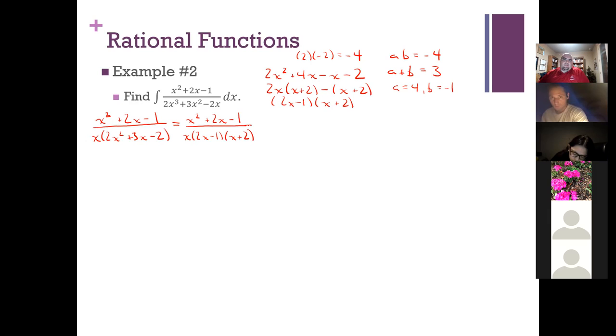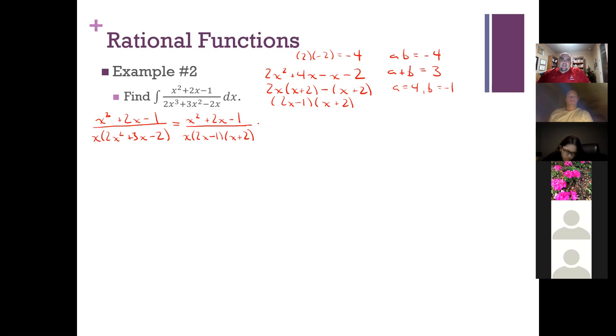Because this factoring is really the key to the rest of this. Any questions about how we wound up there? So I have 3 factors in the denominator. All 3 of those factors are linear, so the degree on each one of those factors is 1.